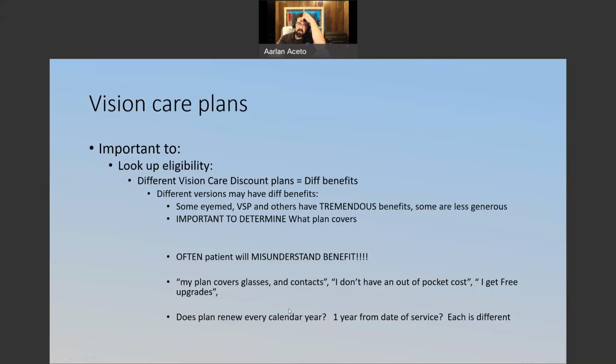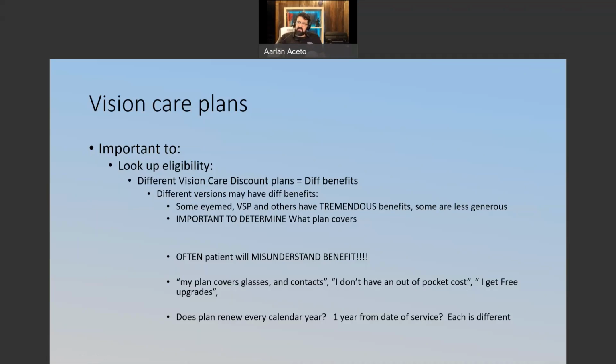Well, sometimes it's 1 year from when you used it. Other times it resets on January 1st. Sometimes it's every 2 years, so you have to watch out for that. I've seen some plans where it resets on January 1st every year. So if you used it on December 20th, that was your first time in that year. And then at January 1st, you're eligible again. Well, January 1st, you can get another pair, but you can't get another pair until the following year. Other times it's 12 months from the date of service.